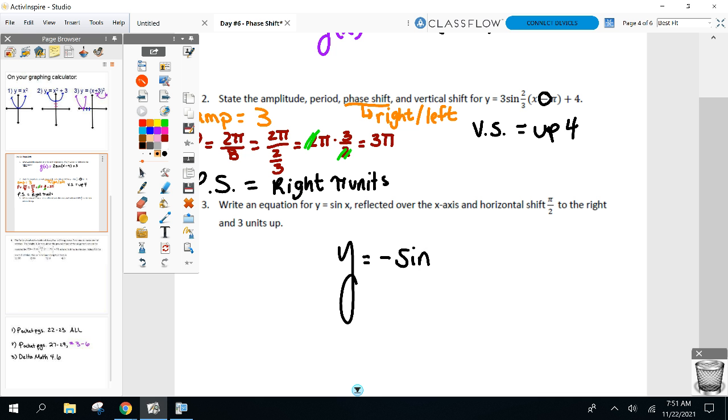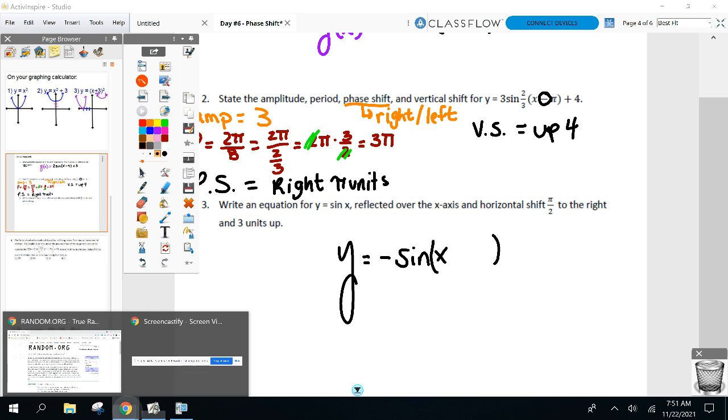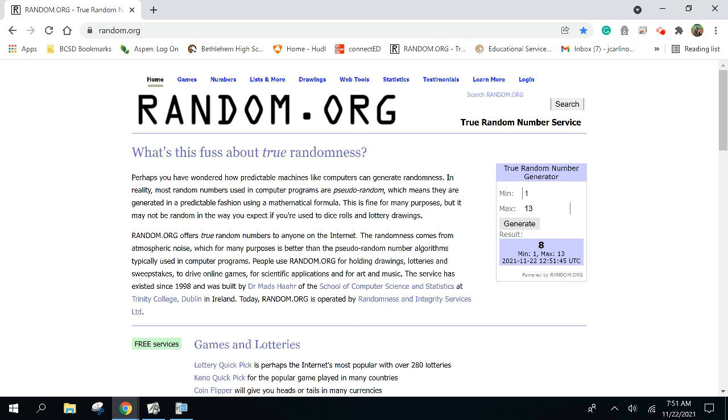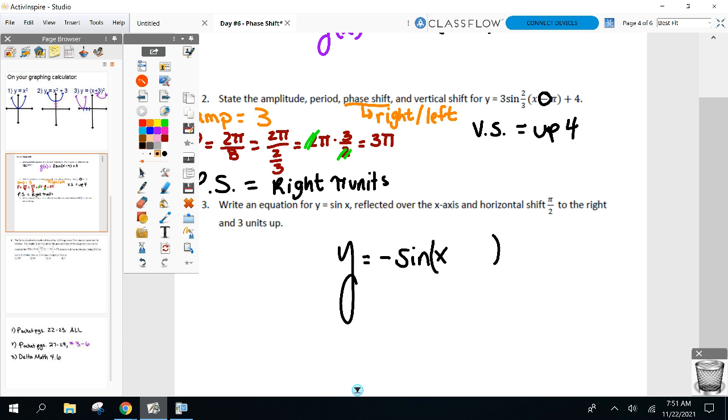So I know it's going to be inside parentheses. X, you tell me the rest. Pi over 2 to the right. What should go inside the parentheses? X minus pi over 2. I always go opposite. So right, I minus. Good, subtract.